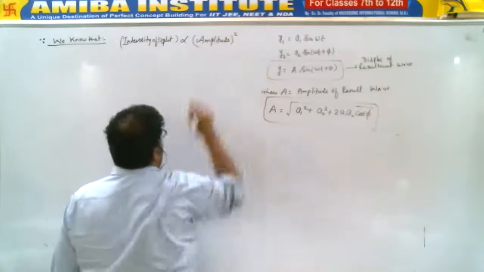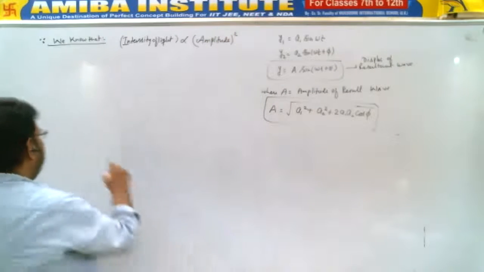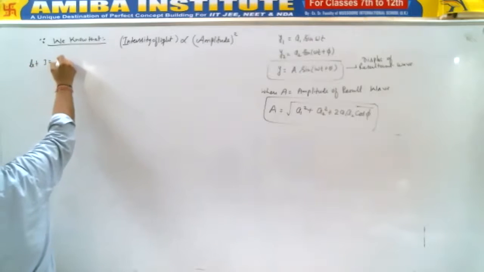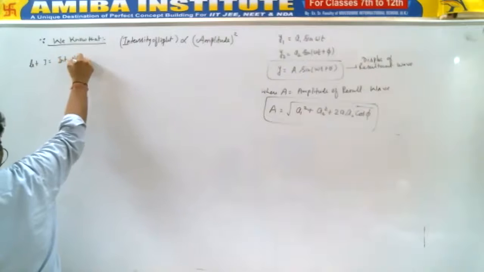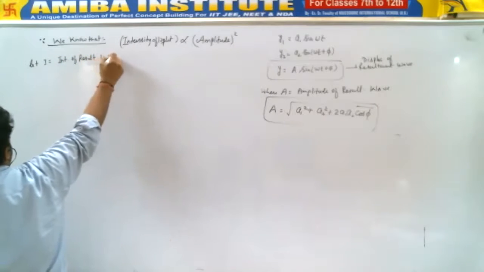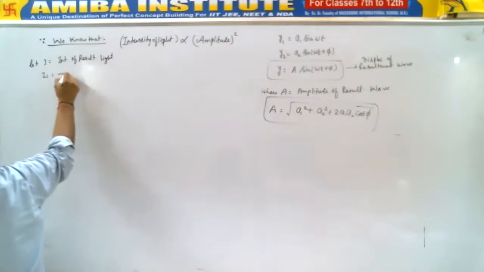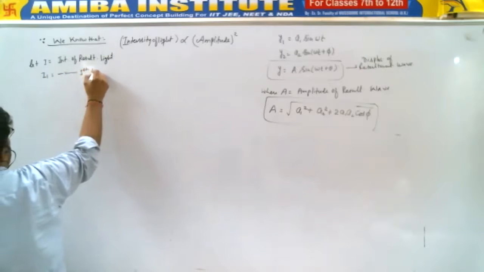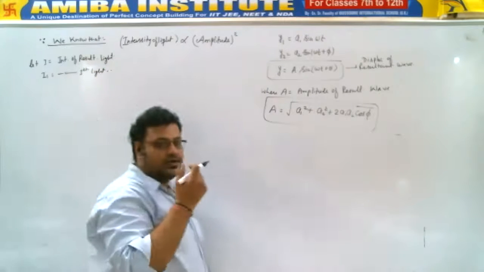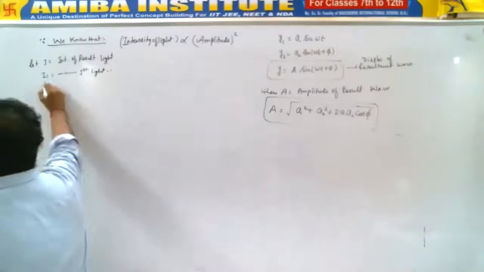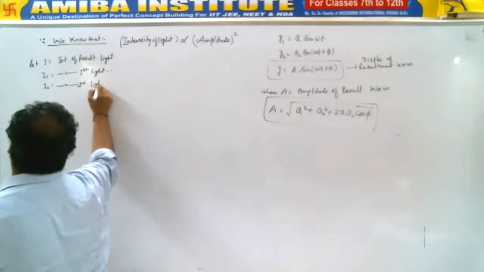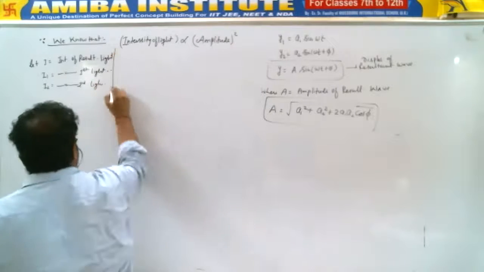So let I be the resultant intensity of light, or intensity of the resultant light wave. I1 is the intensity of the first light wave, meaning it was coming from the S1 source in YDSE, right? And I2 is the intensity of the second light. Getting this?